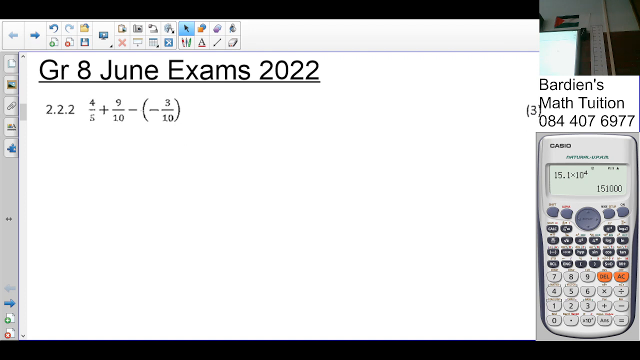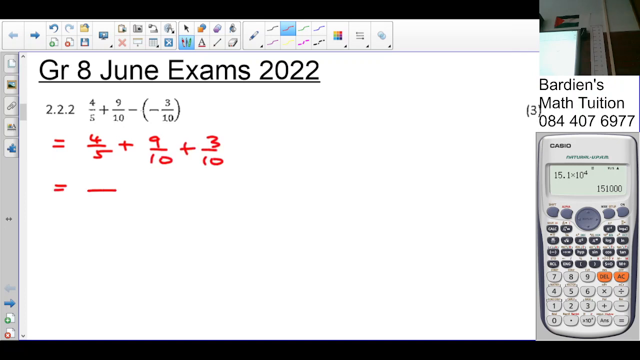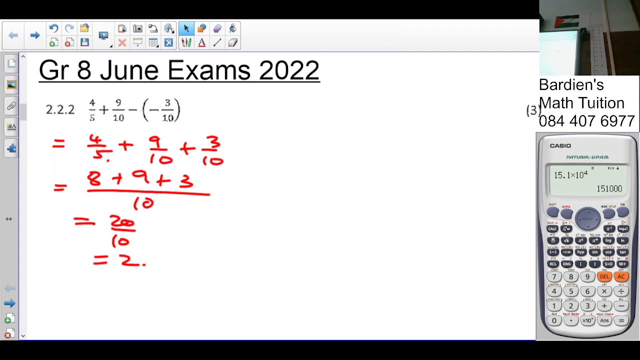The next one, first remove the bracket. So it's 4 over 5 plus 9 over 10. Negative times negative is positive, 3 over 10. What's my LCM here? 10. So I must multiply that by 2. 2 times 4 is 8, plus 9 plus 3. 8 plus 9 is 17 plus 3 is 20 over 10, which is 2.